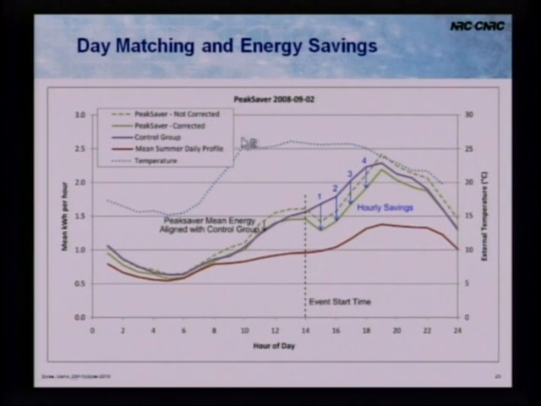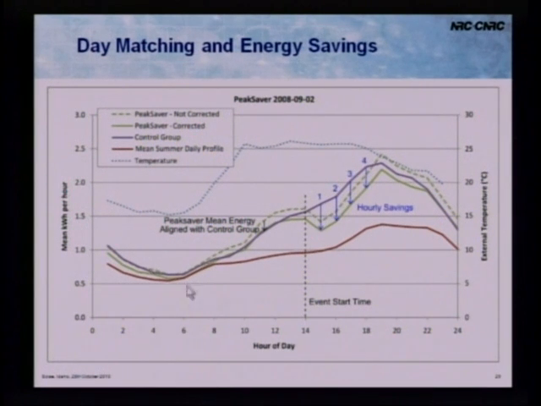The blue dotted line is the temperature profile for this day. If we look at the purple line first, this is our control group, those that aren't enrolled in the Peak Saver program. The green dashed line is the actual energy use of those enrolled in the Peak Saver program. To get a better estimate of the savings, we've got to try and normalise these two values.